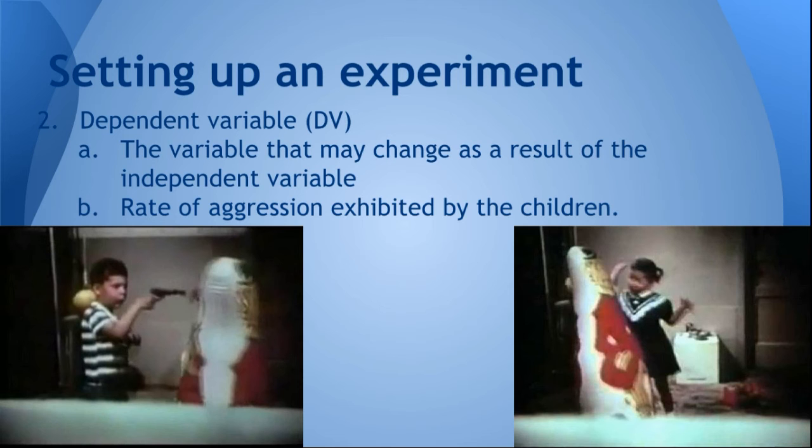So you see some examples here of the children acting aggressively towards the Bobo doll. We have the one boy pointing the gun in the Bobo doll's face, and ultimately he's poking the Bobo doll in the face with the gun. We have the girl slapping the Bobo doll repeatedly, and both playing in a violent manner with the Bobo doll. So you're ultimately measuring those rates of aggression.